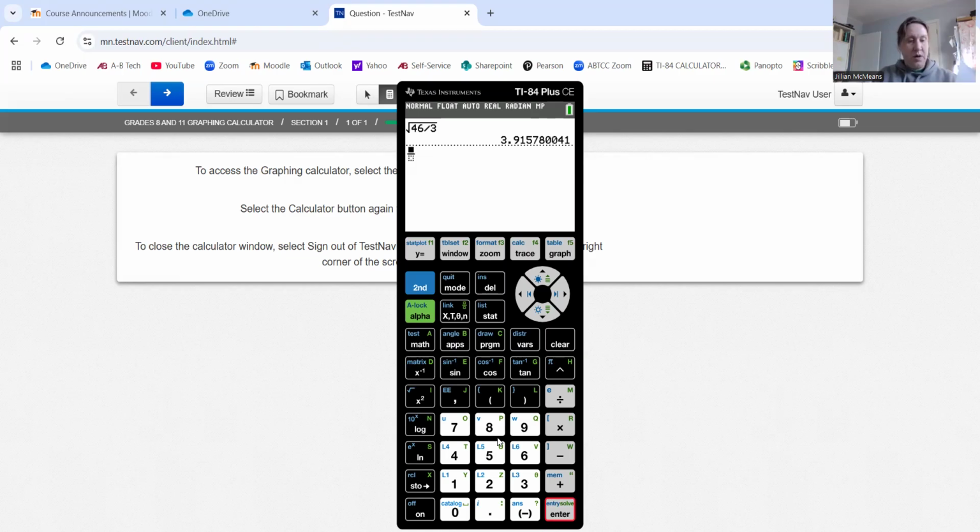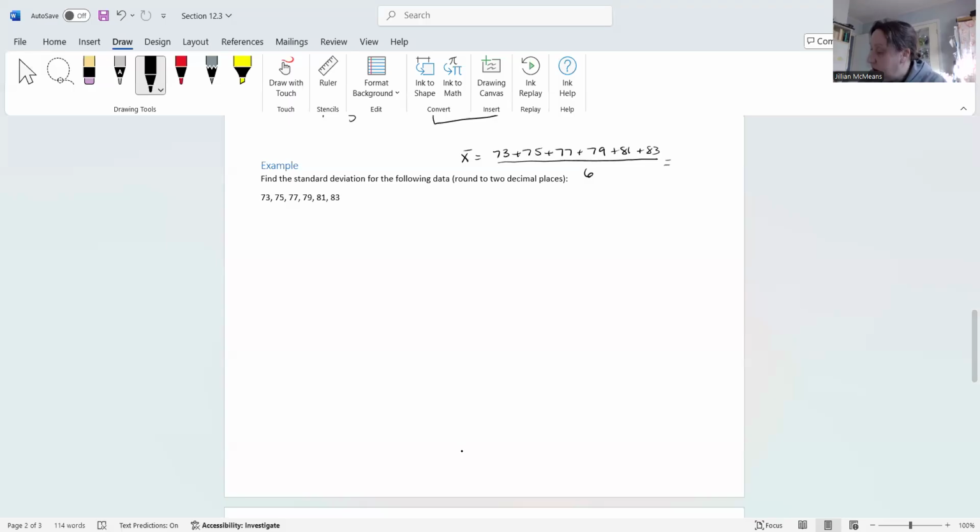For the numerator, we had 73 plus 75 plus 77 plus 79 plus 81 plus 83. And then for the denominator, we had 6. And it just so happens our mean is 78. So we're going to go back to the problem. There we go. So our mean here is 78.